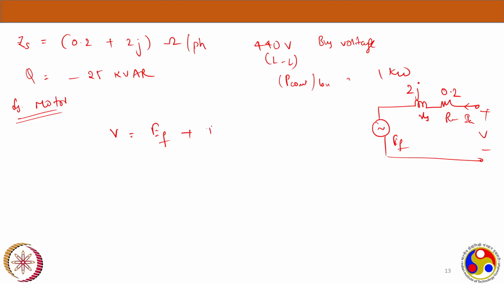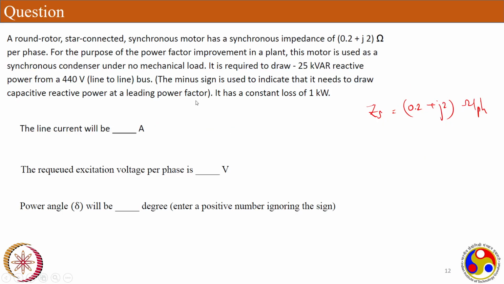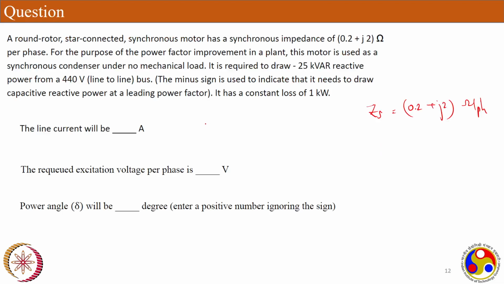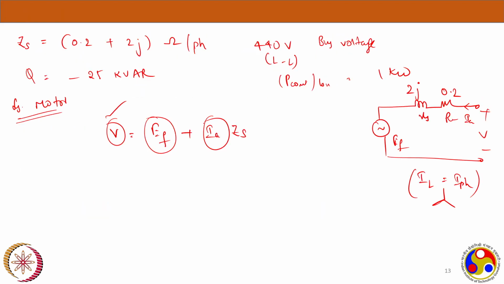IA ZS. It is drawing, so there will be an IA drop added to EF, giving the total bus voltage. What is the type of connection of the motor? It is a star connected synchronous motor, so I can say line current is equal to phase current. Now in this equation, we don't know EF, which we are supposed to calculate, and IA is what is asked first, the line current. ZS we know. There are two unknowns. How to solve this equation?